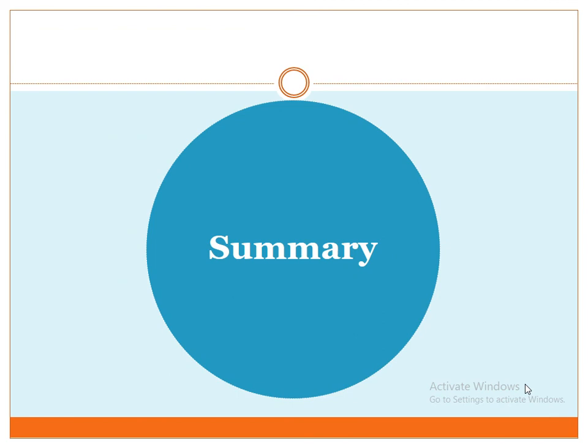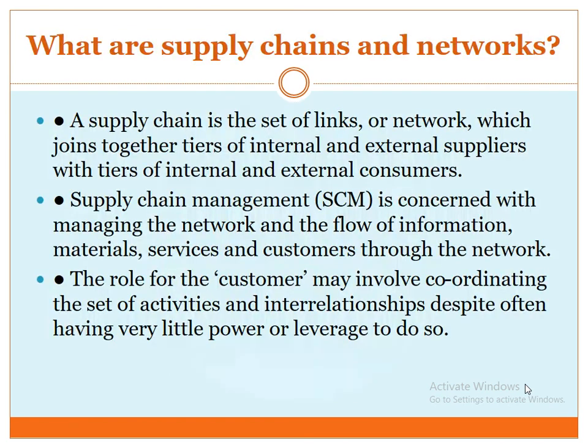So we'll just move towards the last part, that is summary. So we have learned the first part, that is what are the supply chains and networks. A supply chain is the set of links or networks which join together the tiers of internal and external suppliers with tiers of external and internal customers. SCM is concerned with managing the network and the flow of information, materials, services, and customers through the network.